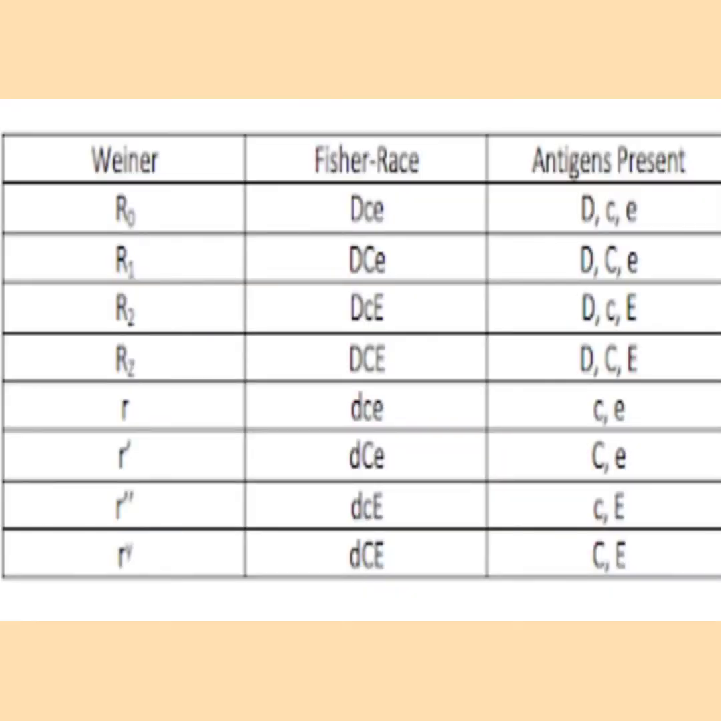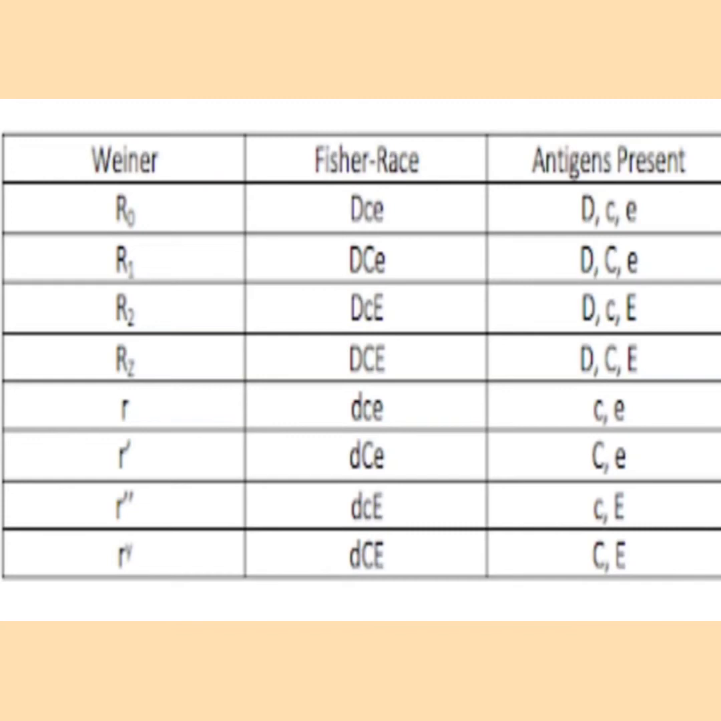Now, comparing the Wiener hypothesis and the Fisher-Race hypothesis, what are the antigens present? R to the power of 0 will produce capital D, small c, small e. The antigens present are capital D, small c, small e antigens. R to the power of 1: capital D, capital C and small e. The antigens present are capital D, capital C and small e.